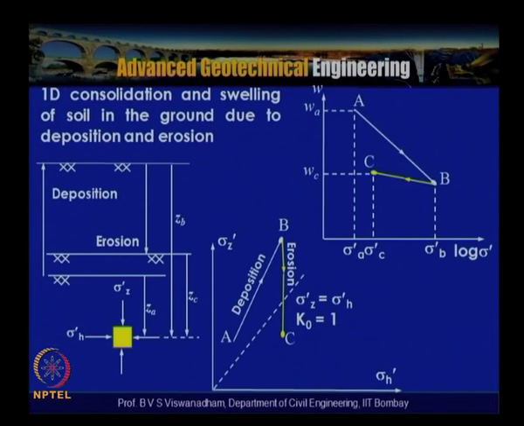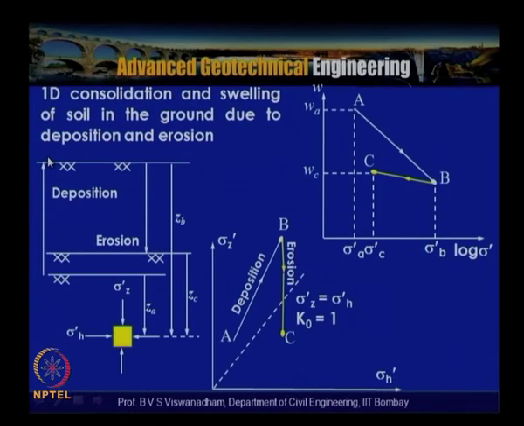and erosion. We know that deposition and erosion are continuous processes, but the soil layers that are particularly prone to changes from these actions are normally consolidated and lightly over consolidated soils. Consider a soil element subjected to vertical stress σ'_z and horizontal stress σ'_h. When deposition happens, there is an increase in the overburden above this point, so it is subjected to higher stress. You can see z'_b increases here.